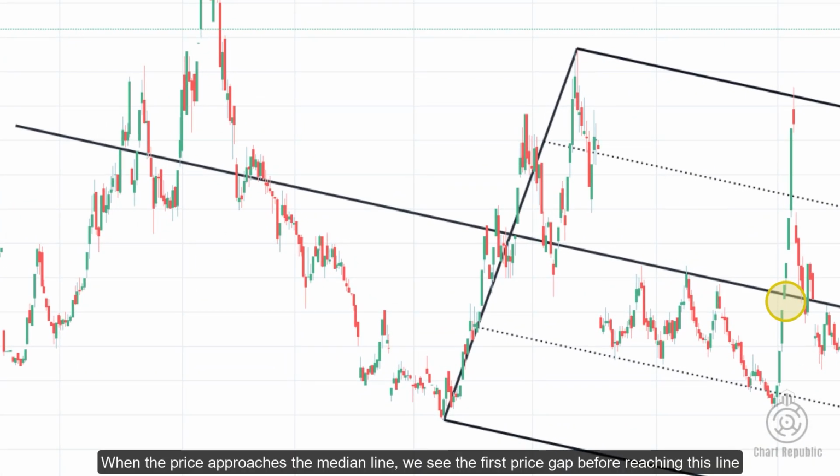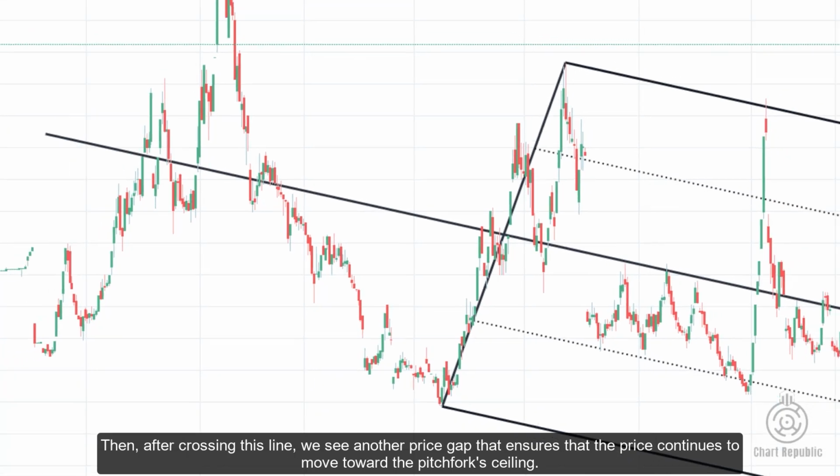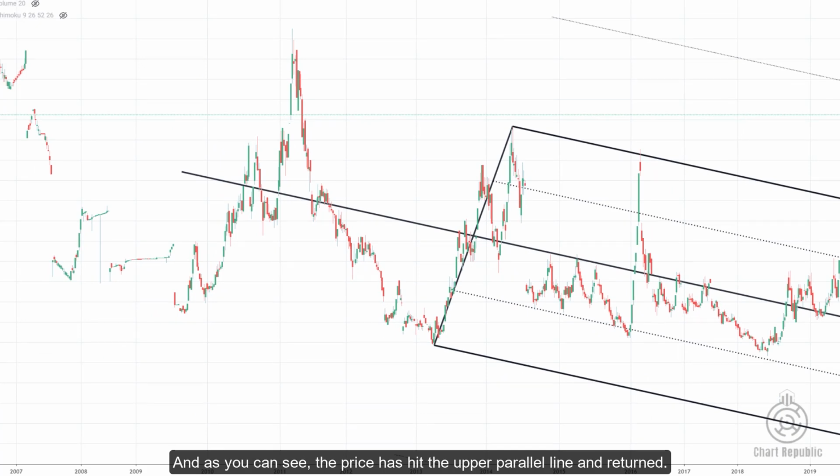As the price nears the median line, we observe an initial price gap before reaching this line. This indicates a robust breakout potential towards the upper parallel line. Subsequently, following the crossing of this line, another price gap emerges, affirming the price's continued trajectory towards the pitchfork's upper boundary.